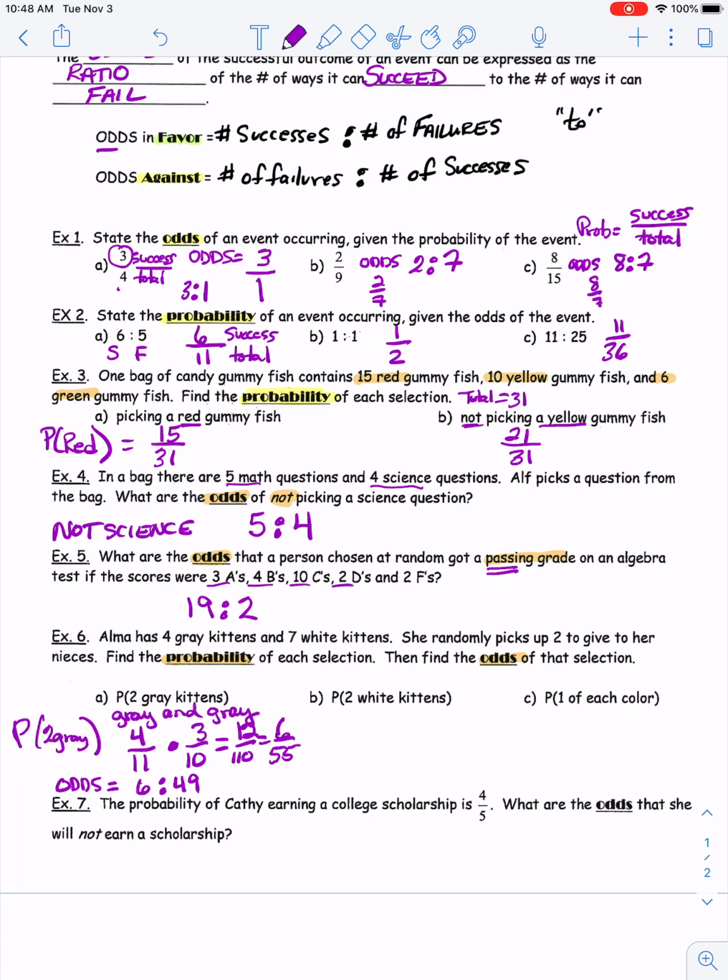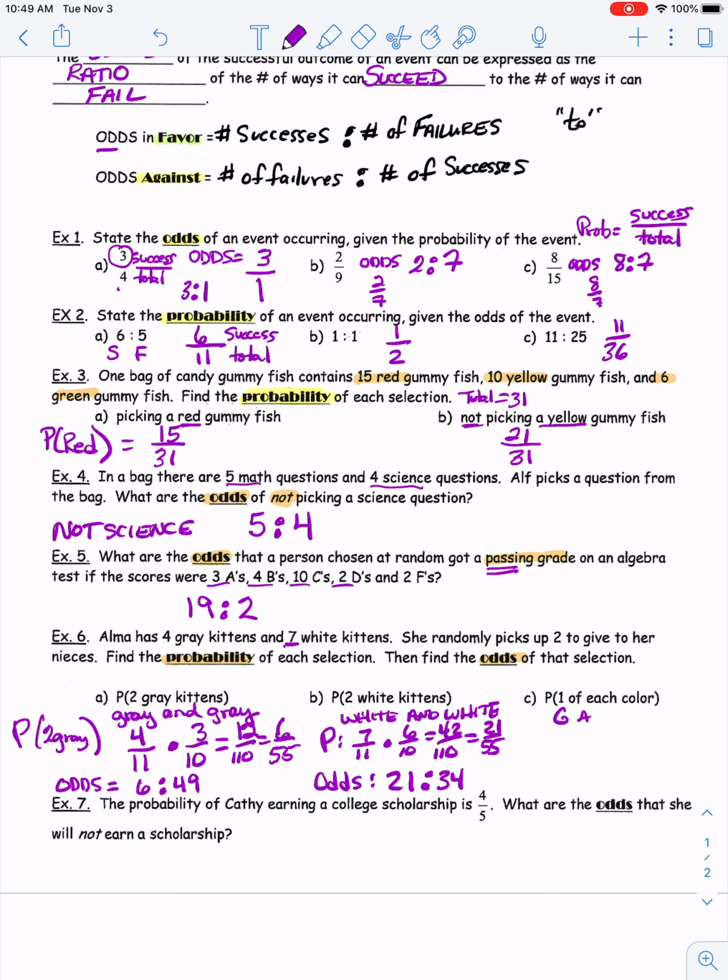Next one, probability of white and white. The number of white kittens is 7 out of 11. Pick one, then there would be 6 out of 10. So 42 out of 110, and you can reduce to 21 out of 55. That's the probability. So then the odds would be 21 to 34, white kittens versus not.